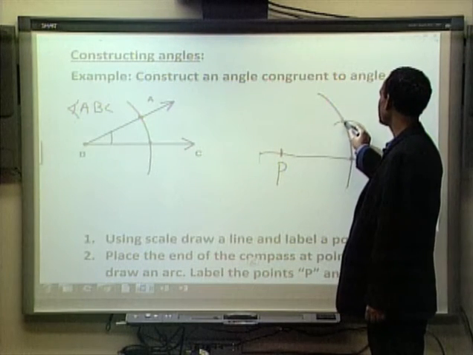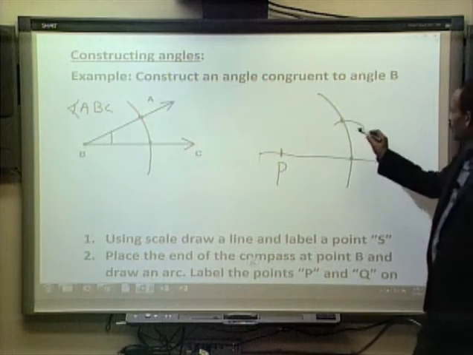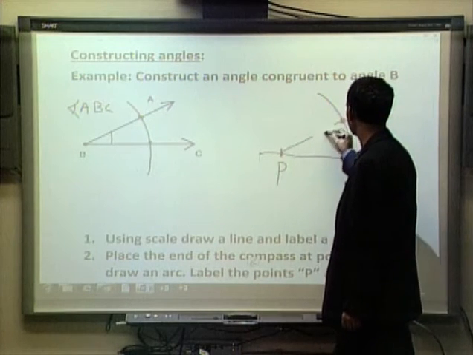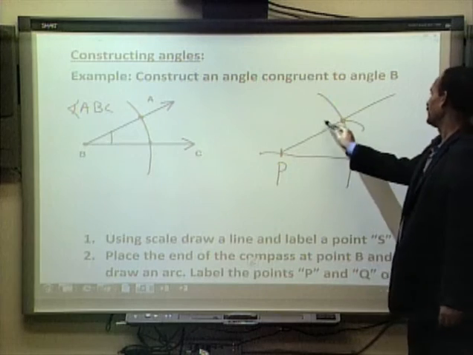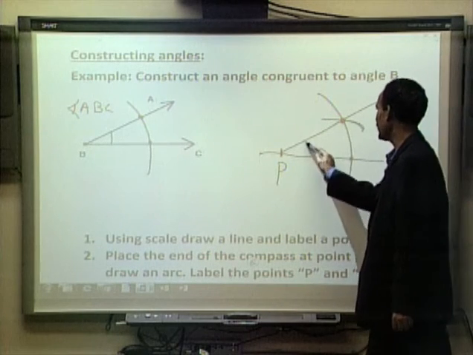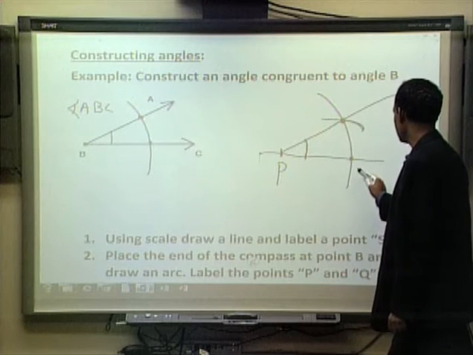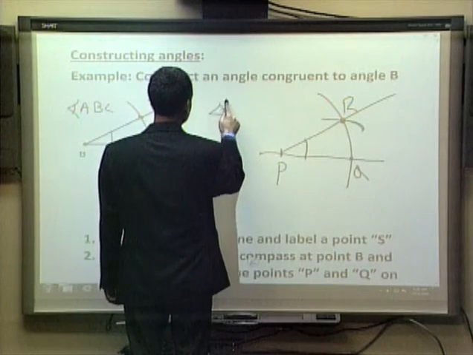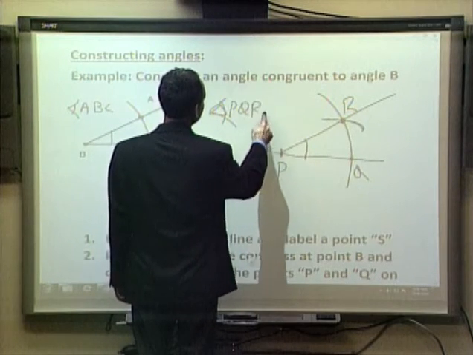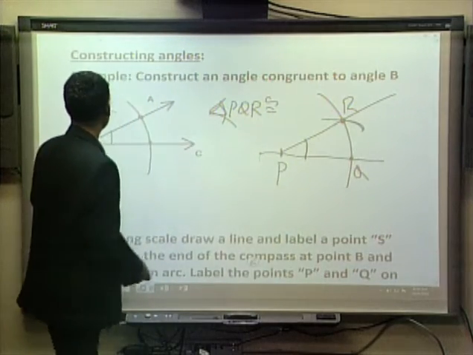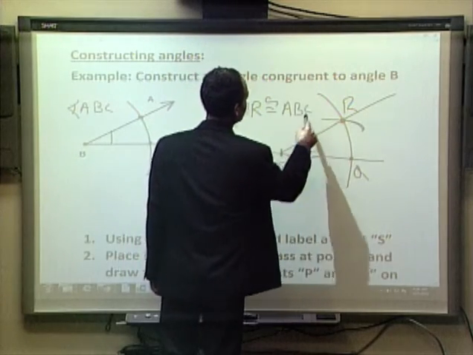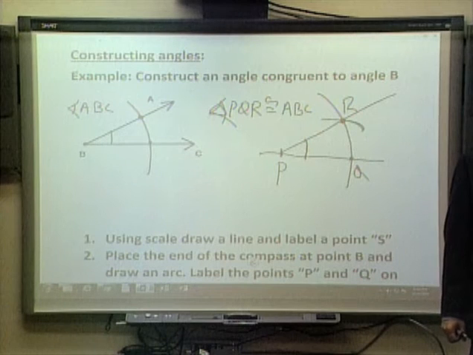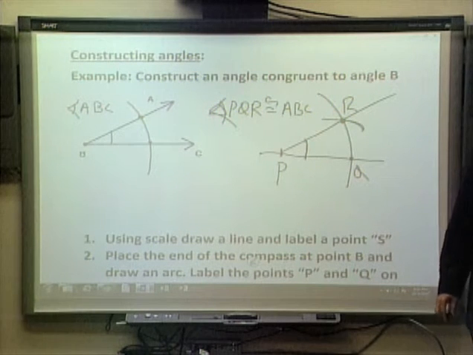Suppose these two arcs are intersecting at this point. We will note this point where the two arcs intersect and connect it with this point using our ruler. Let us say this is P, this is Q, and this is R. The angle PQR will be of the same size, or congruent, to angle ABC. That is how we construct congruent angles.